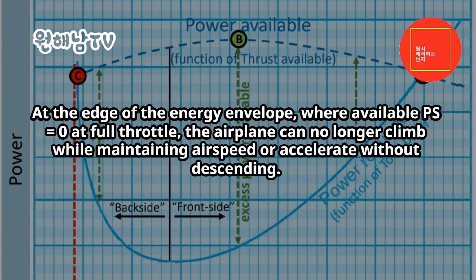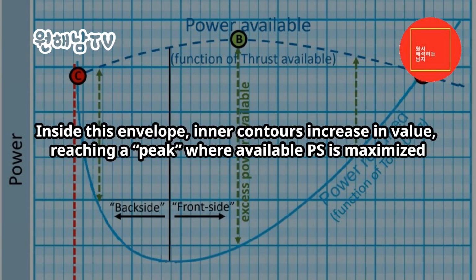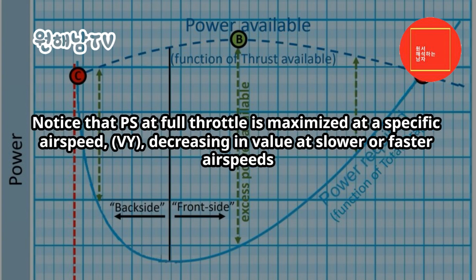At the edge of the energy envelope, where available PS equals 0 at full throttle, the airplane can no longer climb while maintaining airspeed or accelerate without descending. Inside this envelope, inner contours increase in value, reaching a peak where available PS is maximized. Notice that PS at full throttle is maximized at a specific airspeed, Vy, decreasing in value at slower or faster airspeeds.